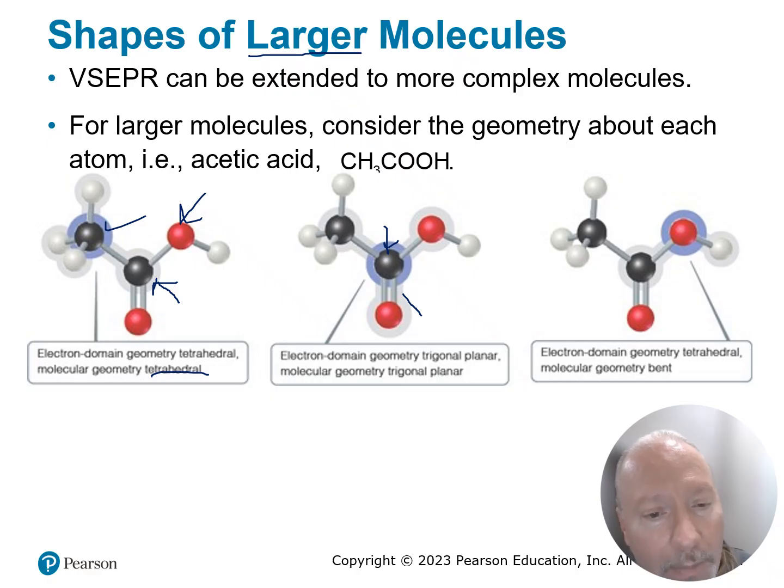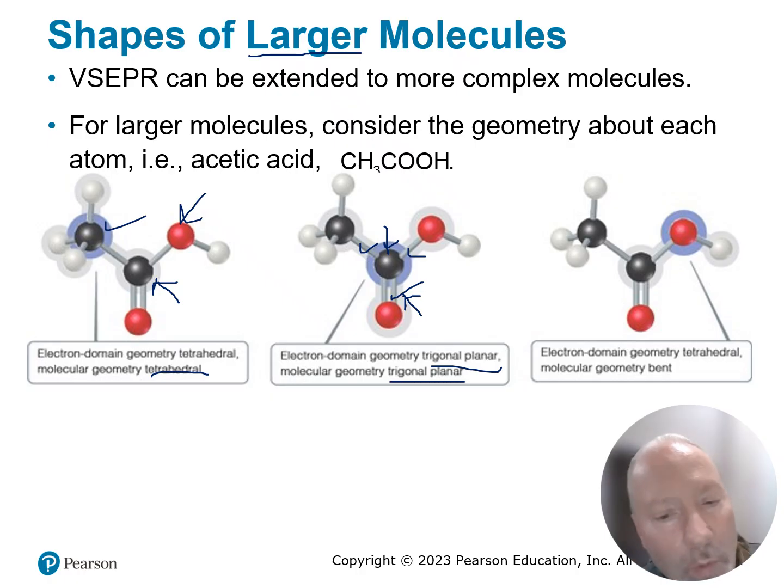Remember, I talked about a carbonyl, which is a carbon double bond oxygen with a pi and a sigma bond. The electron domain geometry here has 3 domains. This counts as 1, 2, and 3 electron domains. There is no lone pair on carbon, so the electron domain geometry is trigonal planar, which is flat like a pancake, and the molecular geometry is trigonal planar.